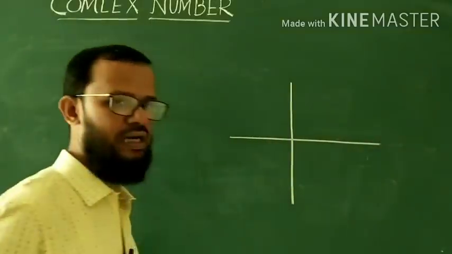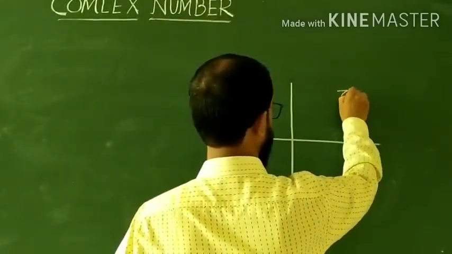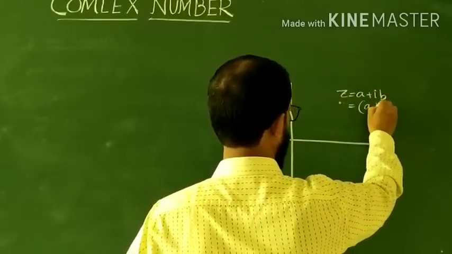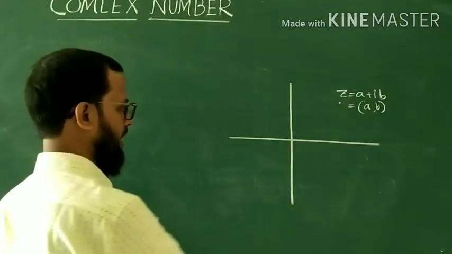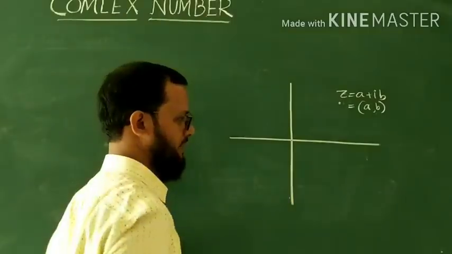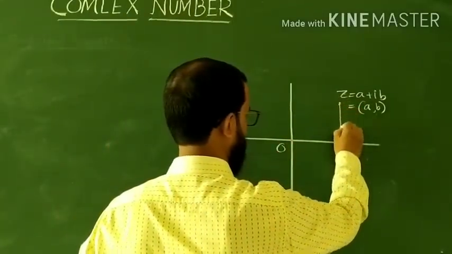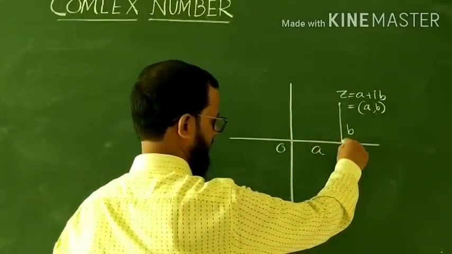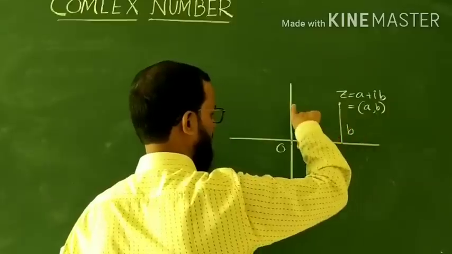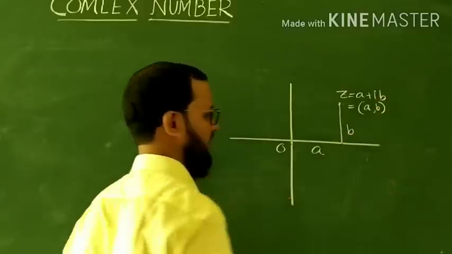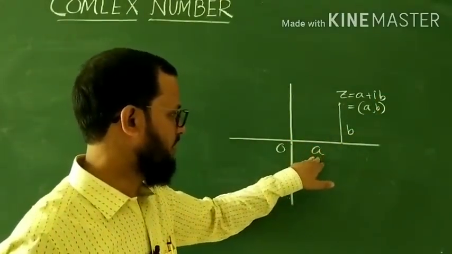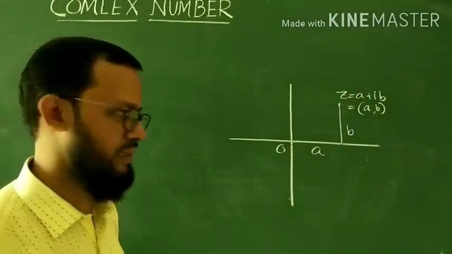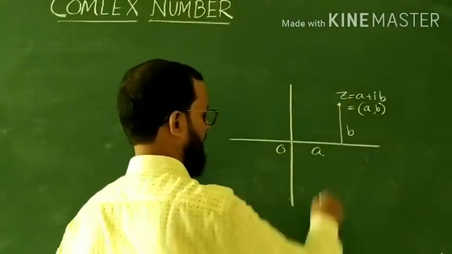We already represent the complex number in the Argand plane. Suppose that a complex number z is equal to a plus ib, and we already told you that it is equivalent to a point (a, b). Along the x-axis, it is called the real axis, and along the y-axis, the imaginary axis. This is the origin, this distance is called a and this distance is called b. Along the x-axis you plot the real part, and along the y-axis you plot the imaginary part of the complex number.